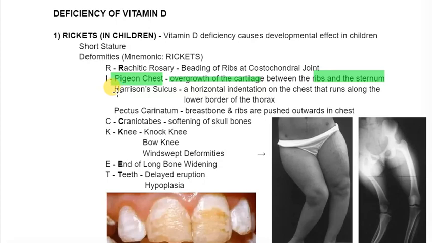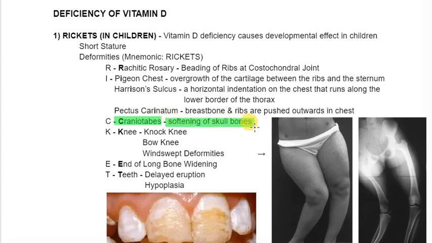And then we have the other sign, which is Harrison sulcus. Harrison sulcus is a horizontal indentation on the chest that runs along the lower border of the thorax. And then we have pectus carinatum, in which the breastbone and ribs are pushed outwards. And then we have craniotabes. Craniotabes means a softening of the skull bone.